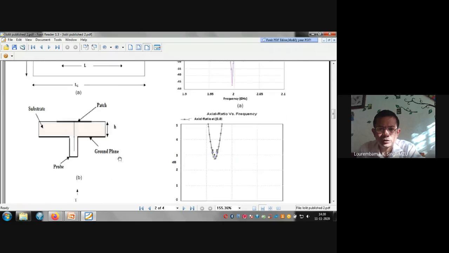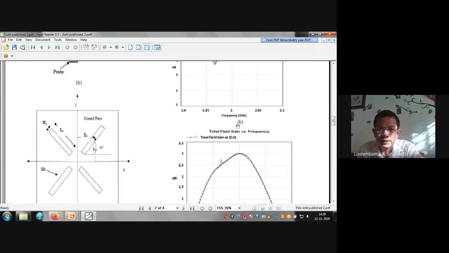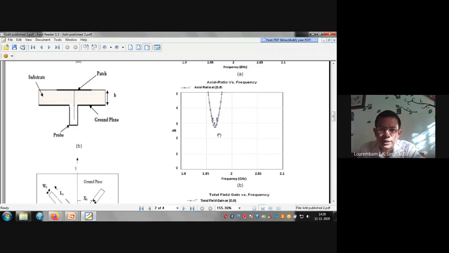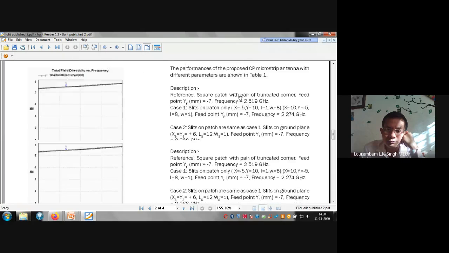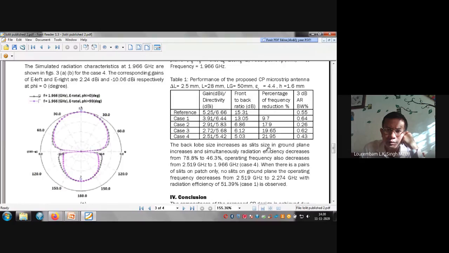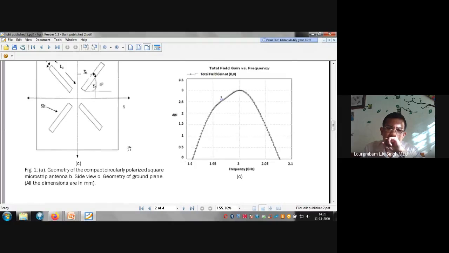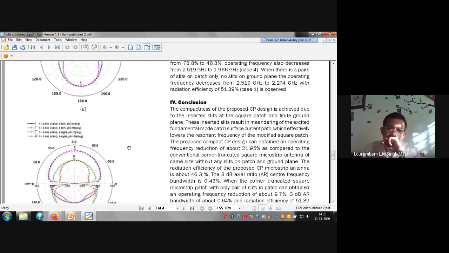So here we introduce some kind of defects on the ground. Then its operating frequency shifts. And it is circularly polarized because the axial ratio of the major axis to the minor axis, if it is below 3 dB, then we can consider this a circularly polarized antenna. So here the percentage of frequency reduction we can obtain is around 21.95%. This reduction of the frequency can be done with the introduction of this kind of ground structure, when we compare a different case.